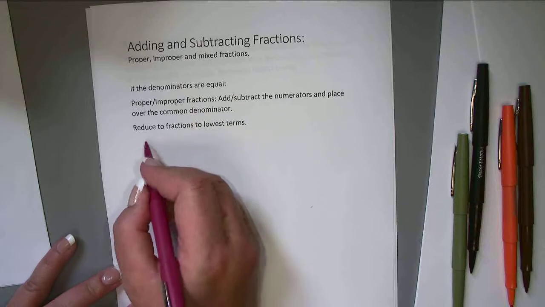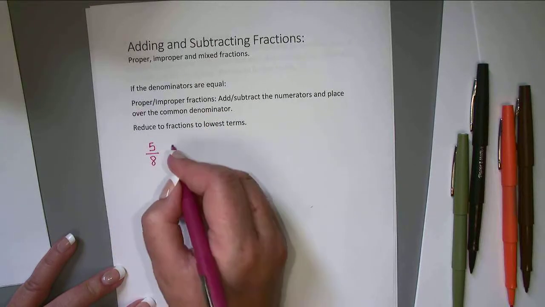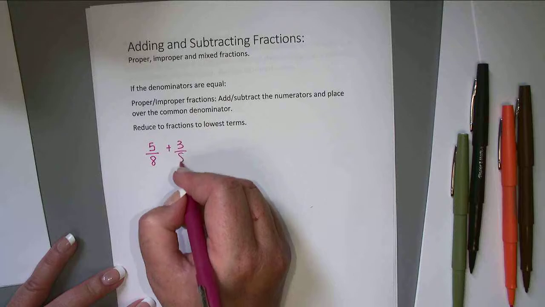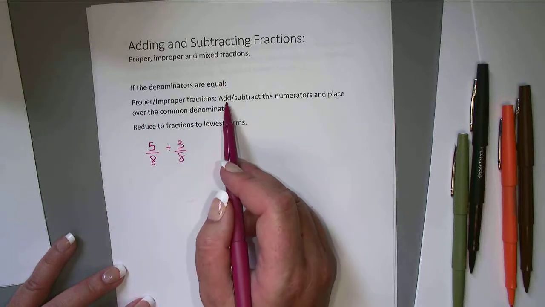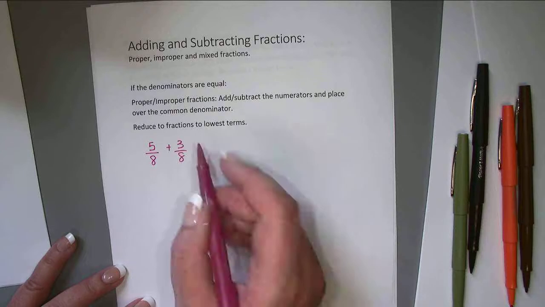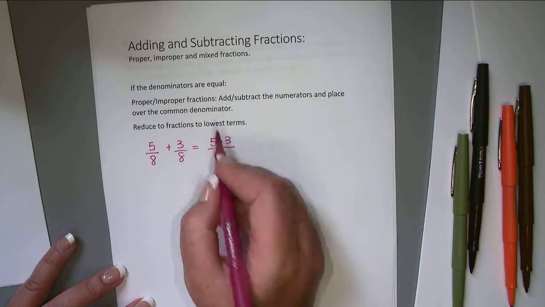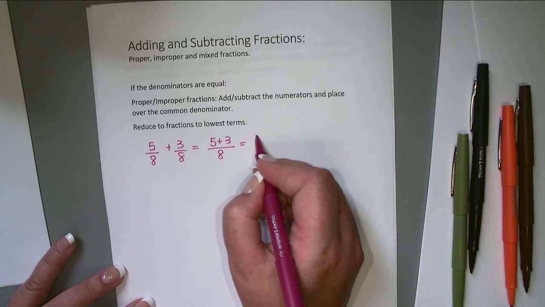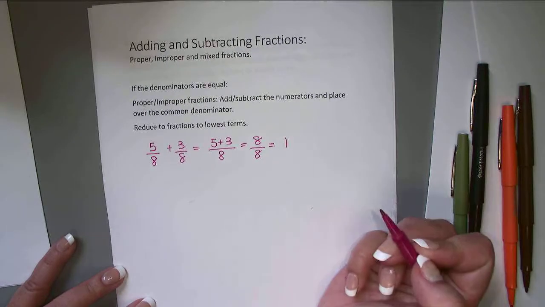So if we had two fractions, suppose we had 5 over 8 plus 3 over 8. The denominators are the same. So when the denominators are the same, we just add or subtract the numerators. So this would be 5 plus 3 and put it over the common denominator. So here we've got 8 over 8, which is equal to 1.